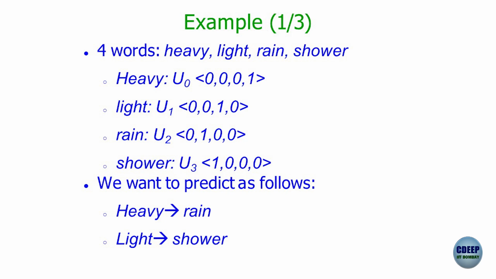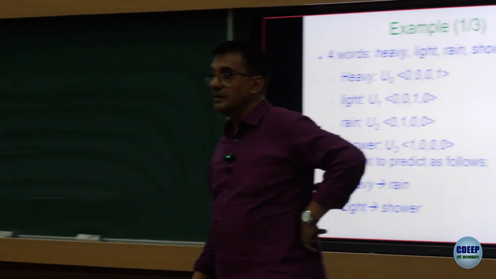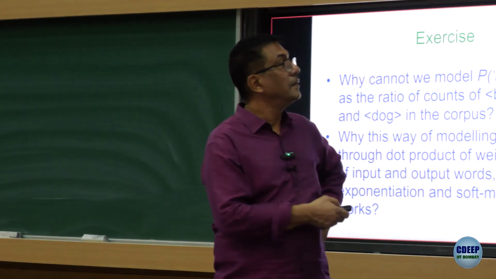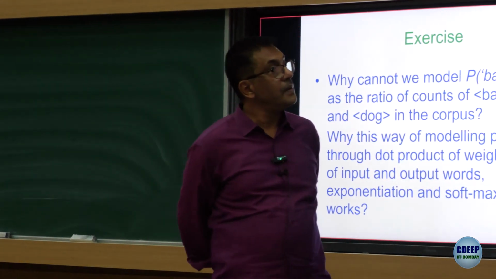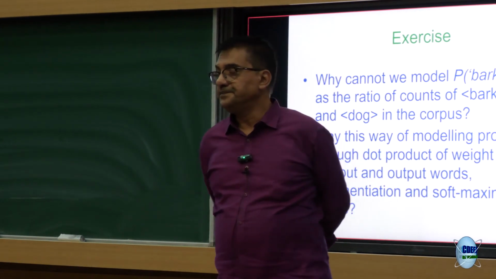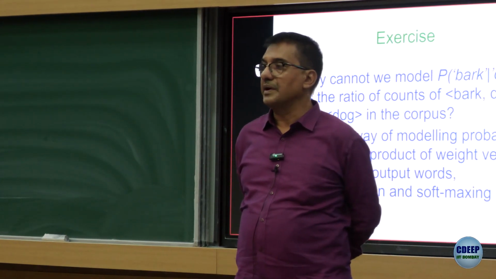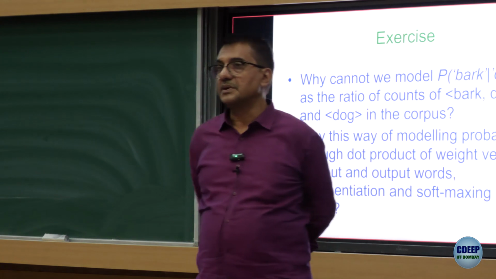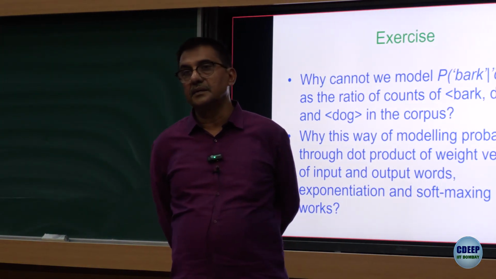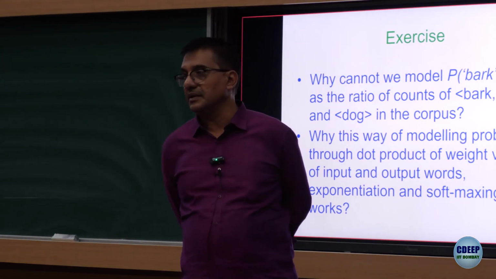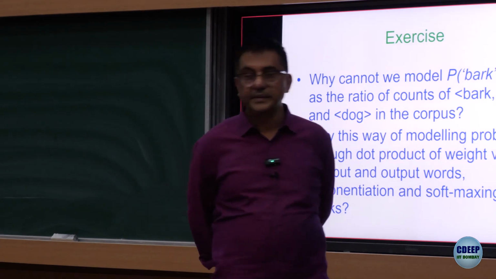Let's take these four words. Ratio of counts of bark, dog: is it a co-occurrence count, or is it sequential, bark, then dog, then bark, etc.? It is a co-occurrence count, because bark and dog should be co-contextual. They should be in the same context.